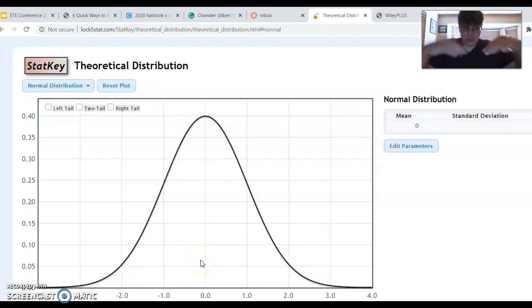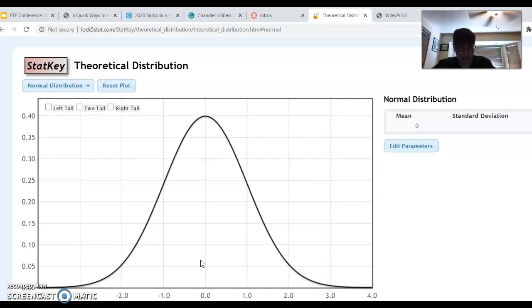I'm trying to tip it down because there's ceiling fans just going crazy behind me.